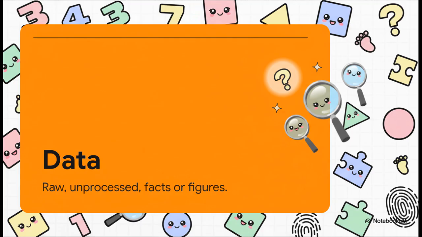Think of data as the raw clues you'd find scattered at a crime scene. A number, a single statistic, one little observation. It's the fingerprint on the doorknob, the footprint in the mud. By itself, it's just a fact, without a story. It's where the investigation starts.